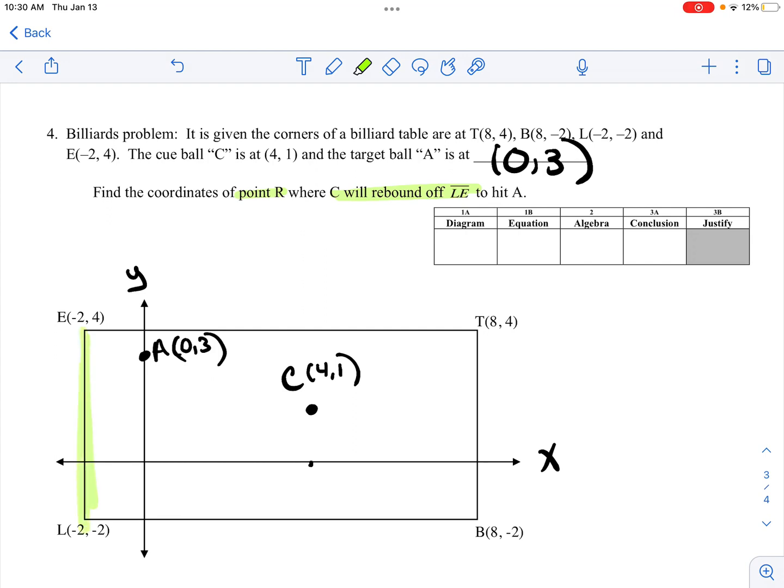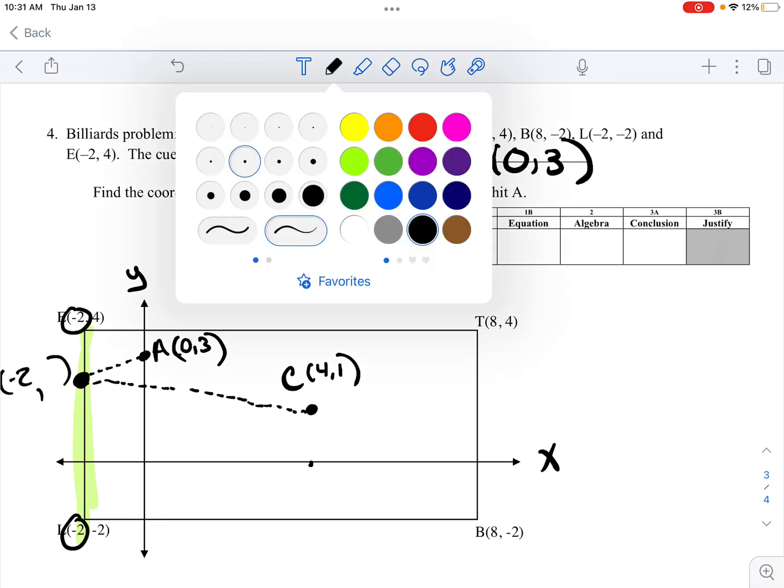So where is LE? There you are. I need to take my cue ball. My goal is to shoot my cue ball, have it ricochet, and hit point A. So that's my goal. I want to know what point that is. I do know already that they're going to have the same x value, so I should know that.